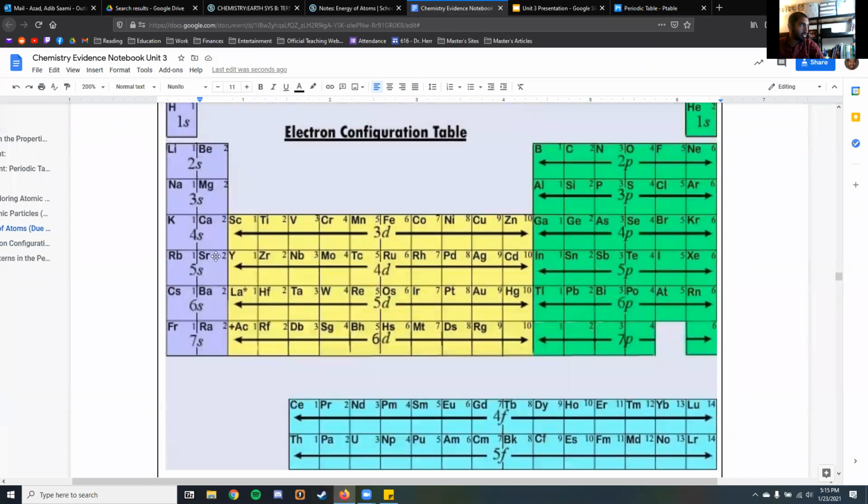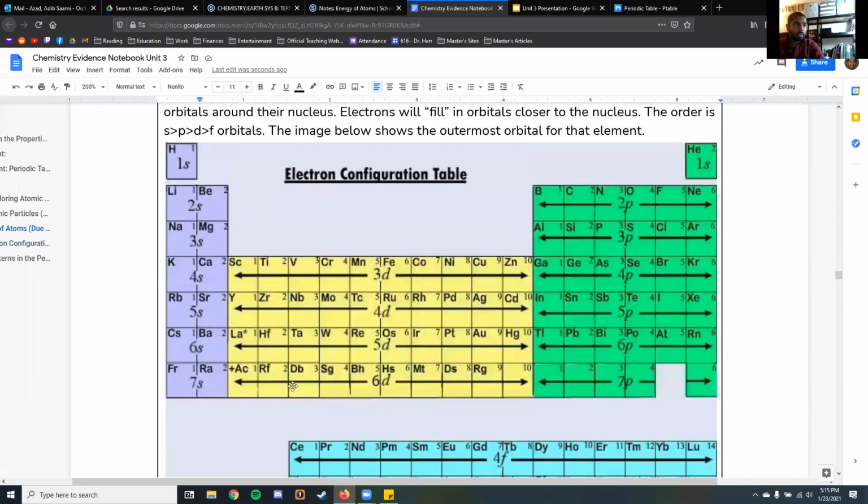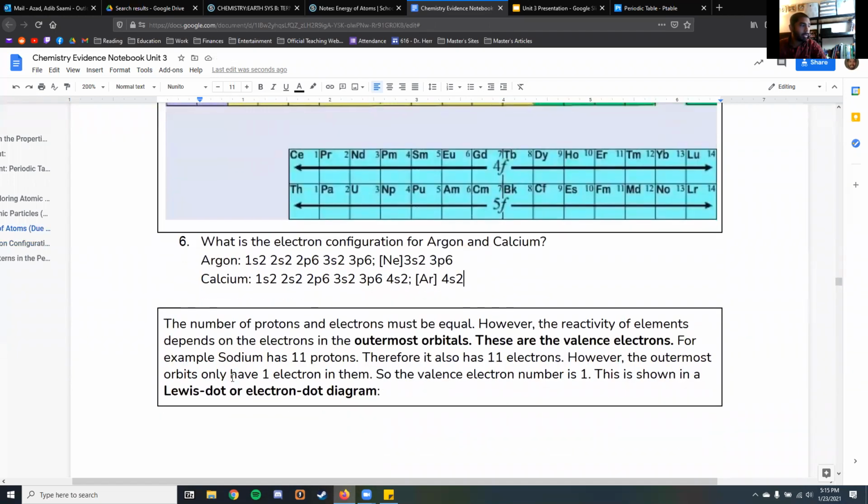And then we had calcium, which is just 1 above potassium. So this is 4s2. All right, so as we go on, just make sure to use this chart to get familiar with electron configuration. And I'll show you some shortcuts later on.